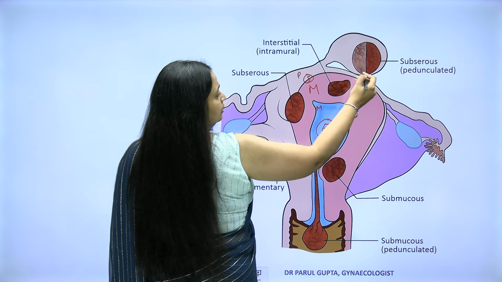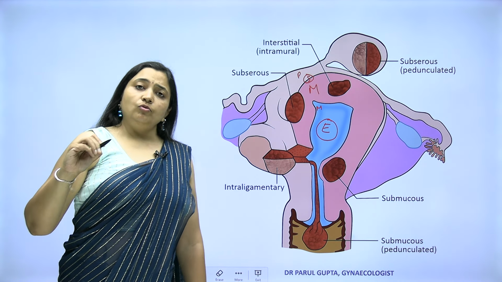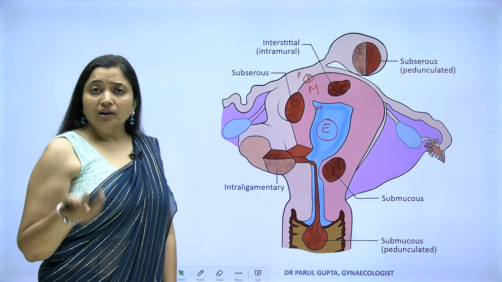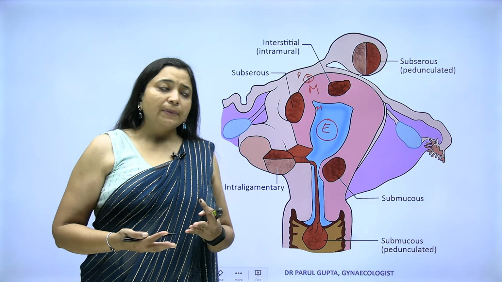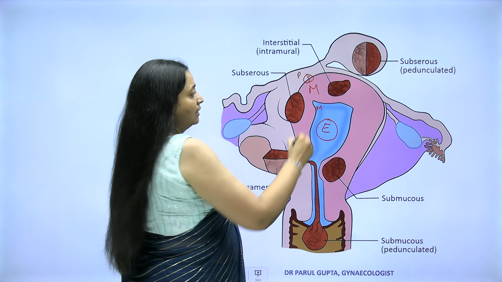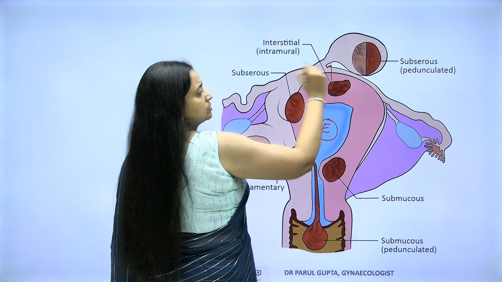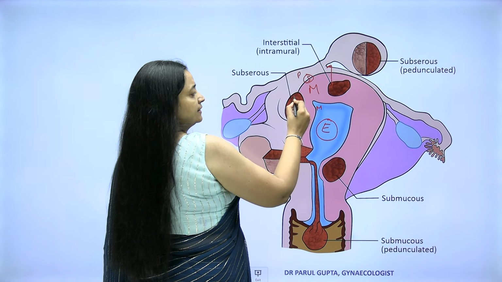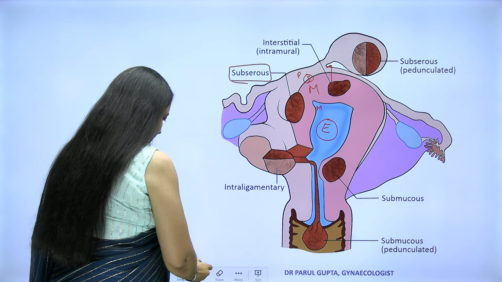Look at this fibroid. What was this fibroid? I must tell you that every fibroid is born intramurally or interstitially because it arises from the smooth muscle and the fibroid tissue of the myometrium. So a fibroid is born like this at this place. If it moves towards the serosa, it will become subserous. So if it moves like this and stops here, it is a pure subserous fibroid.